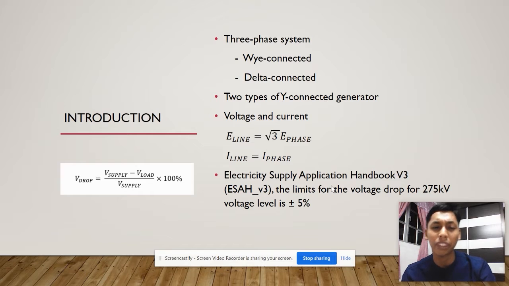Then we should know what the voltage drop is. Electricity Supply Application Handbook V3, ESAH_V3, says the limit for the voltage drop for 275 kilovolt voltage level is plus minus 5%. So when you calculate the voltage drop, you can get the plus minus 5%. You can see that after this I will show you. And then the formula for voltage drop is V drop equals V supply minus V load over V supply times 100%, and then you can get the percentage value of V drop.